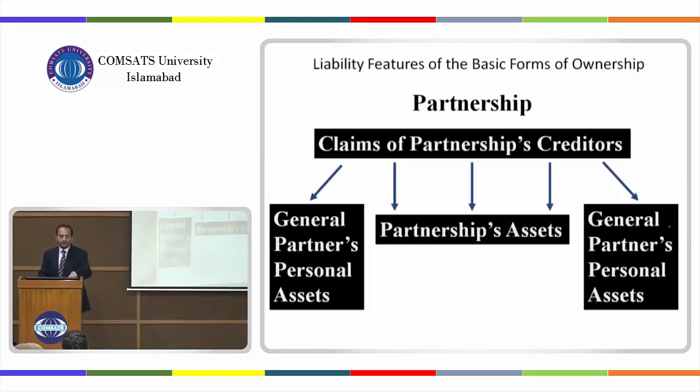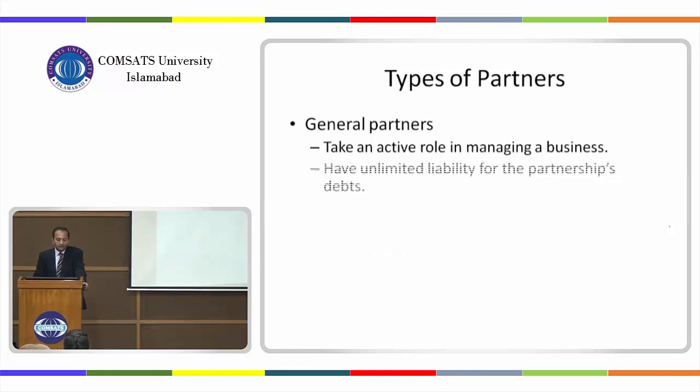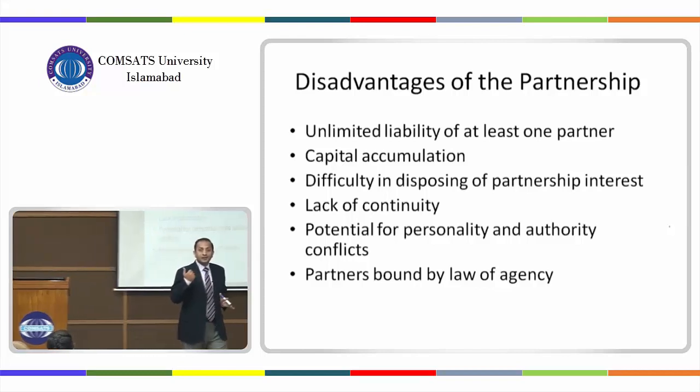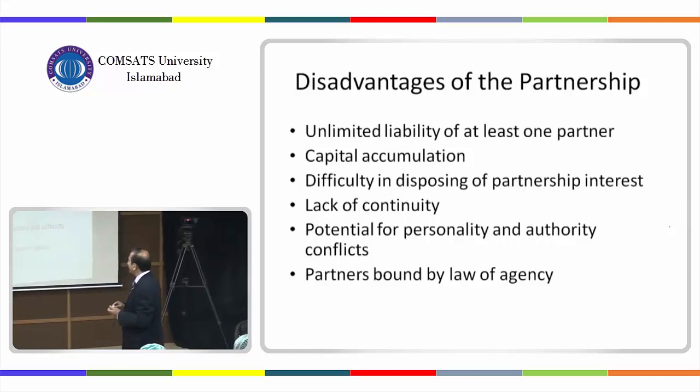So general partners' creditors' claims will fall maximum on the general partner, and he will be the one on the chopping board. Disadvantages, at least unlimited liability of one partner, that would be the general partner.